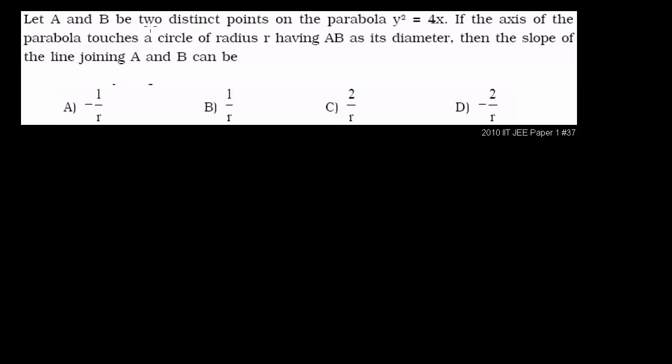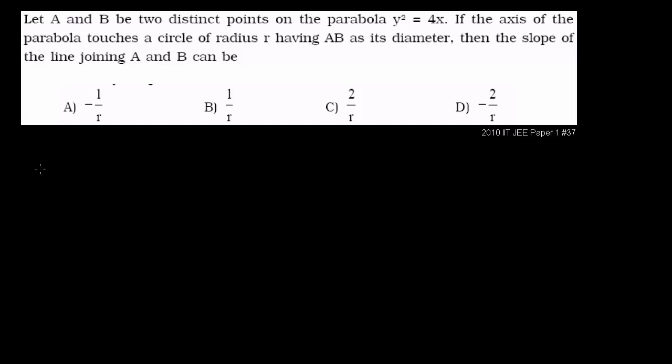Let a and b be two distinct points on the parabola y squared is equal to 4x. If the axis of the parabola touches a circle of radius r having AB as its diameter, then the slope of the line joining a and b can be.